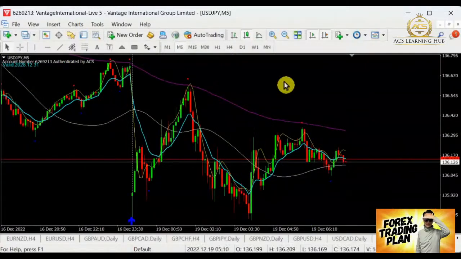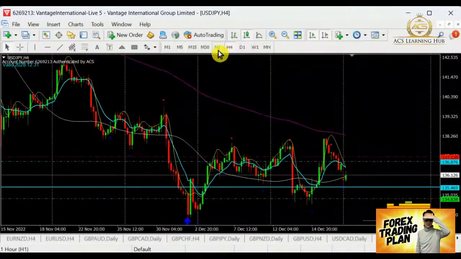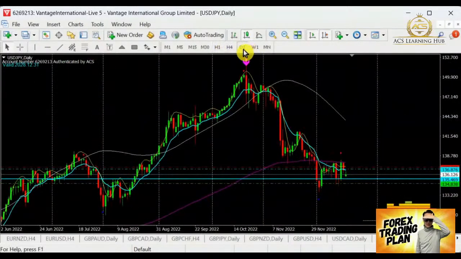Okay. How about dollar yen? Dollar yen over here, like we say, we are going from 151 all the way down to now 135, 136. So there may be a chance that the bear is still running to set up the support.